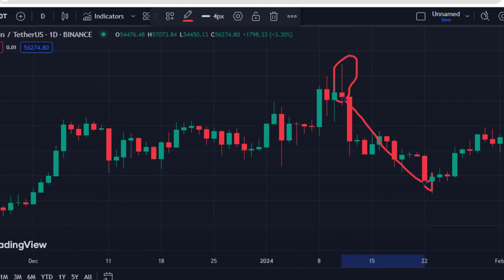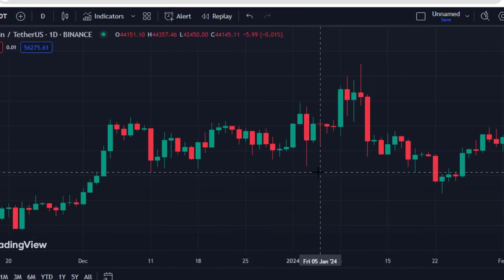Now, one more thing you need to do about the shooting star and hammer is that you need to wait for a confirmation candle.